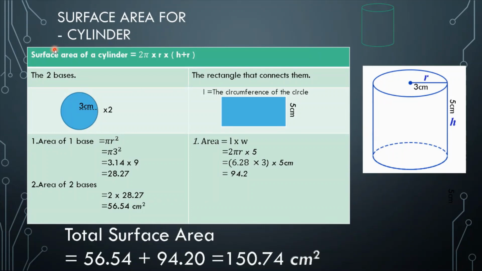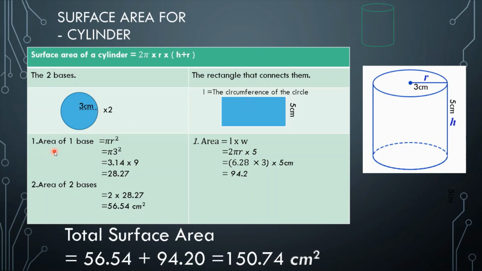Surface area of a cylinder. So here is the formula, which is 2 pi r times (h plus r). That's the formula, but here I'm going to be telling the table strategy. So I've done 2 models representing the faces. These are the top 2 circles, one on top and one on bottom. And this is the rectangle that connects them. There is no length, but you can find the length by finding the circumference of the circle.